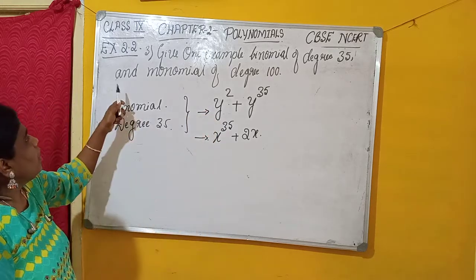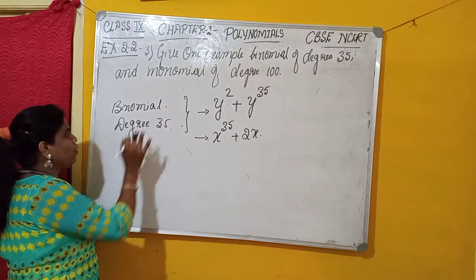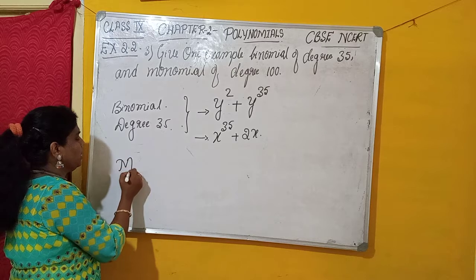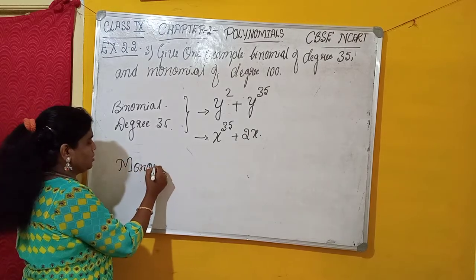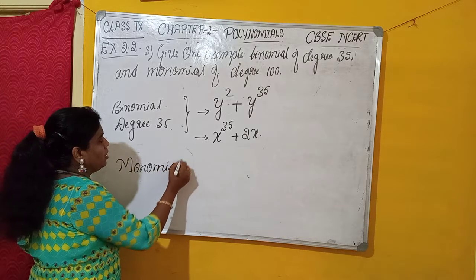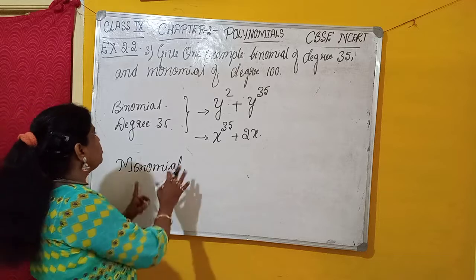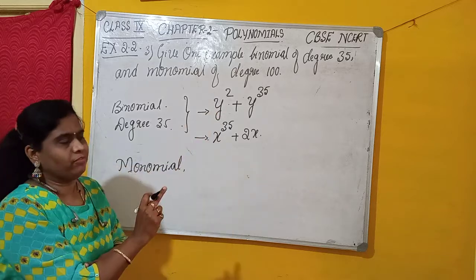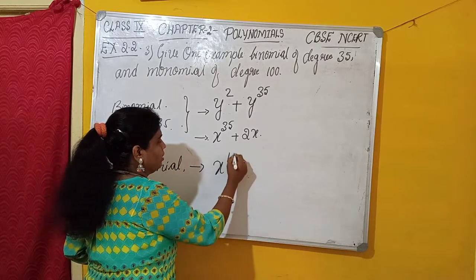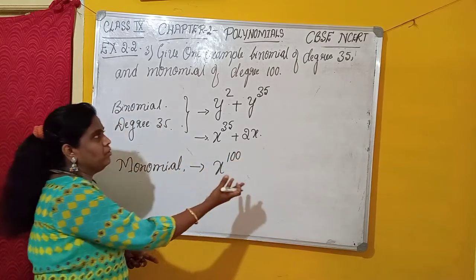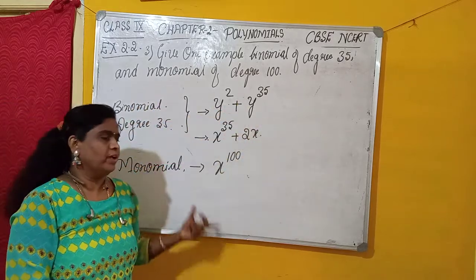Next, a monomial of degree 100. In the second part, we have to find the monomial. Monomial, as you have studied in the introduction class, is a polynomial which has only one term. It should have degree 100. That means simply I can say x to the power of 100. Any variable to the power of 100 is a monomial of degree 100.